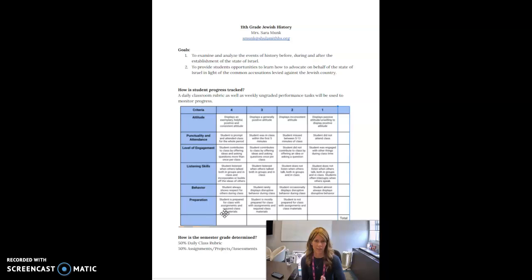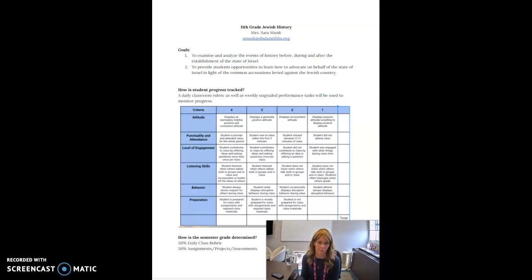But really what they need to do is be good citizens of the classroom, and that grade should really come easy. You could see here the various categories that I mark them on: attitude, punctuality and attendance, level of engagement, listening skills, behavior, preparation. Basically, come on time, come prepared, be engaged. And engaged doesn't always mean being outgoing and loud. Engaged can mean different things for different people, but being engaged is part of our classroom lesson.